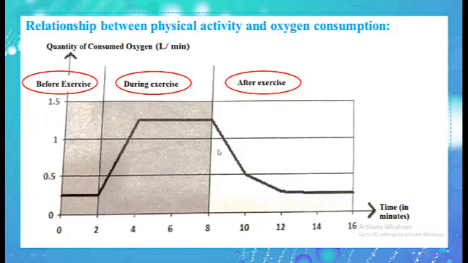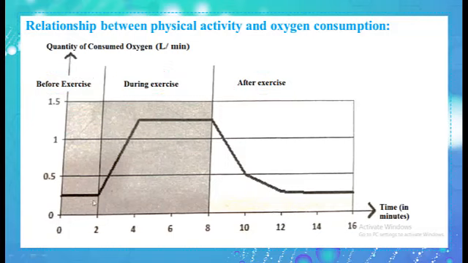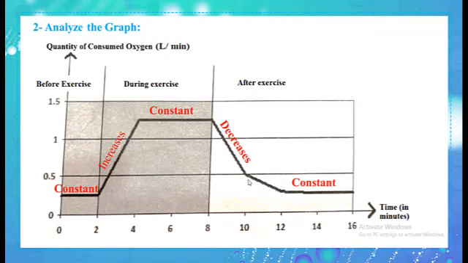As you can see here, before the exercise, the quantity of consumed oxygen remains constant, while during the exercise, the quantity of consumed oxygen, first of all, increases, then stays constant, while after the exercise, the quantity of consumed oxygen first decreases, then stays constant. Now, let's analyze this graph.